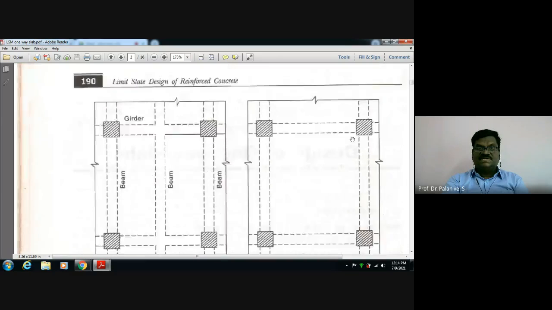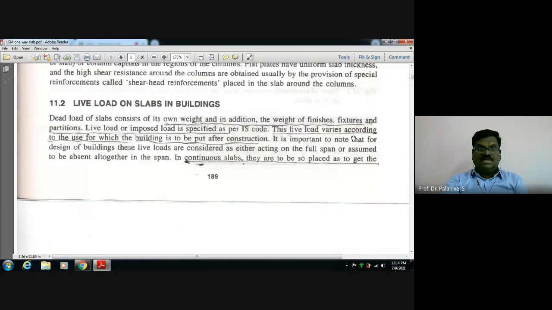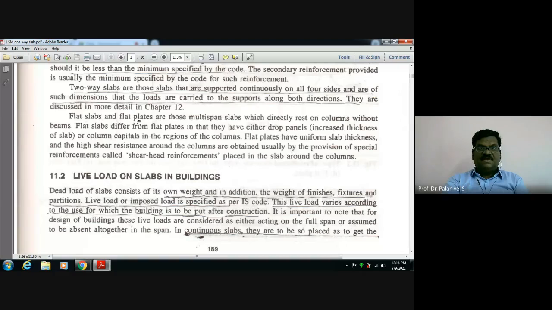If you want, the explanation is available here. Flat slabs and flat plates are those multi-span slabs which directly rest on columns without beams, which directly rest on columns without beams.